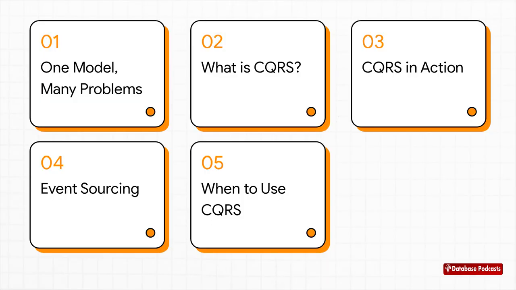Okay, so here's what we're diving into. First, we'll talk about the core problem, why that one model causes so many headaches. Then, we'll define our solution, CQRS. We'll see how it actually works with a real example, introduce its powerful sidekick, event sourcing, and then, most importantly, we'll get real about when you should and shouldn't use it.